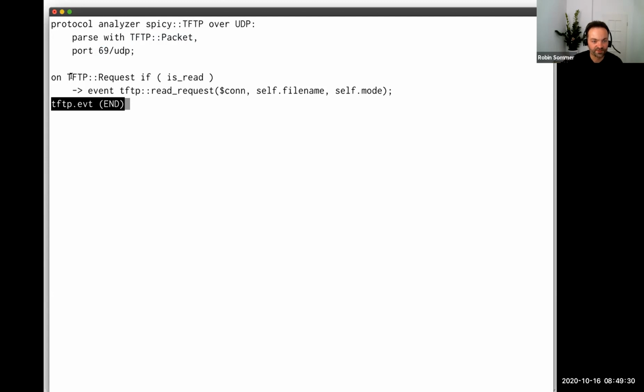The more interesting part is this one here. Whenever we have parsed one of these request units, which was the one we are using for both reads and writes, and if that request unit is actually a read, then we want to generate an event on the Zeek side, and we want to pass on the file name and the mode that we just parsed out. The con is like a magic keyword that tells the Zeek plugin to provide information about which connection this is on.